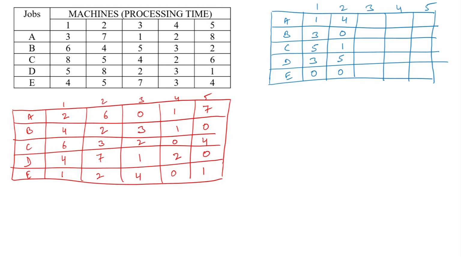Then in the third column the minimum is already 0, so no change: 0, 3, 2, 1 and 4. The fourth is 1, 1, 0, 2, 0. Next is 7, 0, 4, 0, 1.